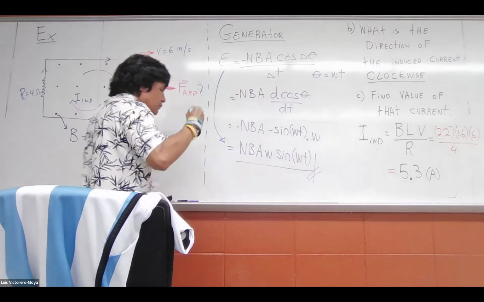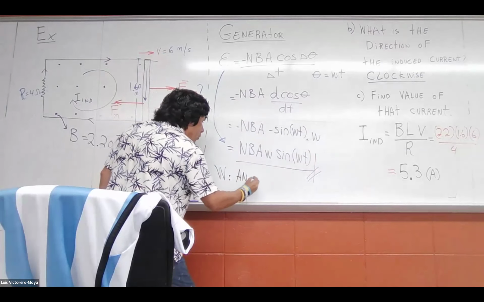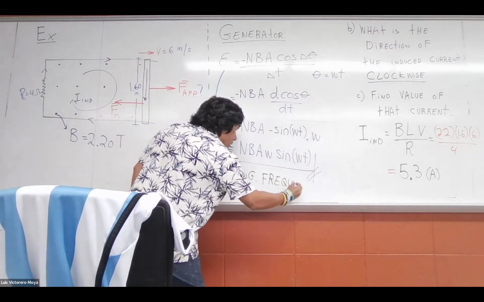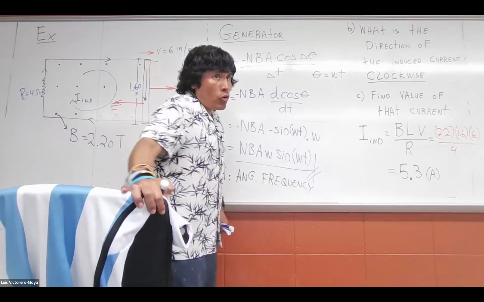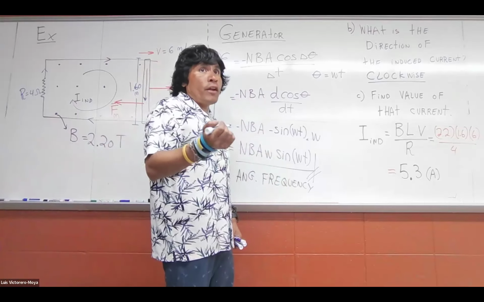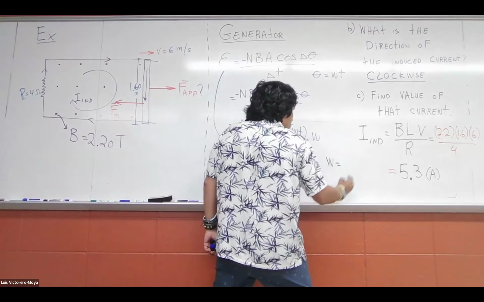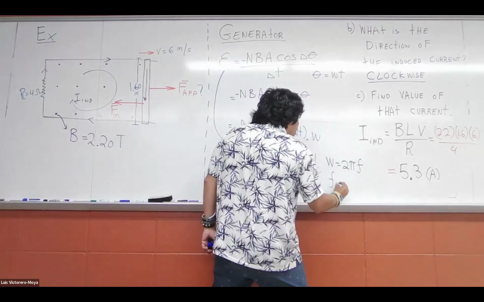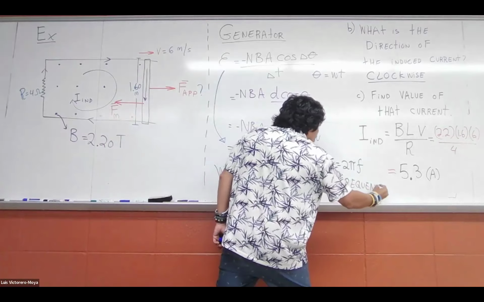Eventually, in generators, we call W the angular frequency. We're going to use this in labs, by the way. Okay. Why do we call it like that? Because for an electrical generator, for example, a wave generator, normally we get frequencies in hertz. So your W, your angular frequency, is 2 pi f, where f is the frequency in hertz, the inverse of the period.